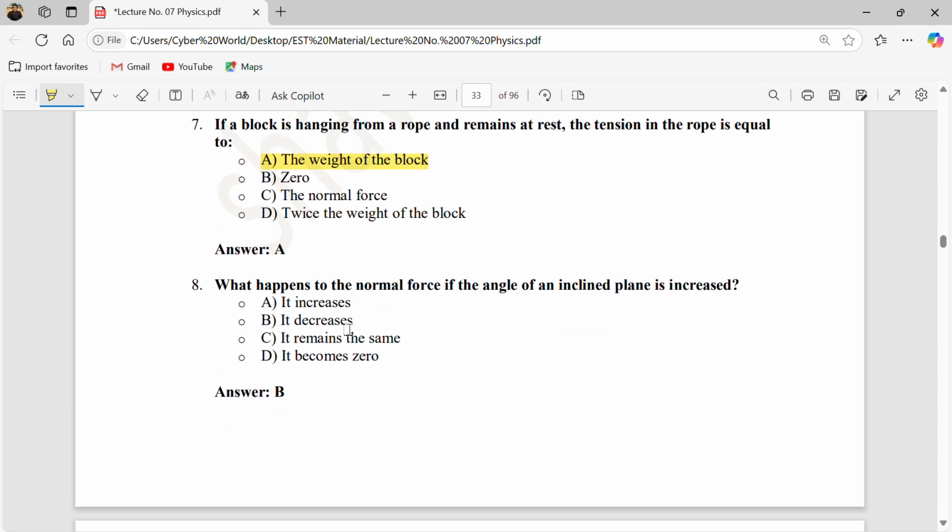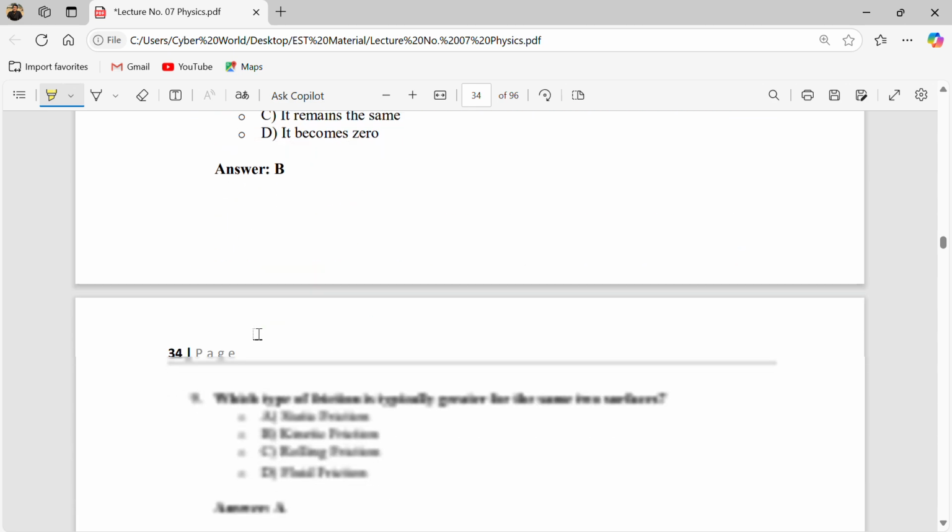What happens to the normal force if the angle of an inclined plane is increased? If the angle of the inclined plane increases, the normal force always decreases. So keep in mind this is a very conceptual problem. You know that normal force is always directed perpendicular, but if the angle of an inclined plane is increased, the normal force should decrease.